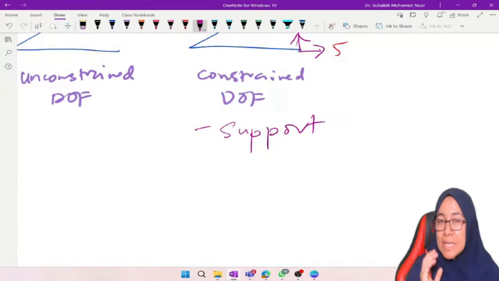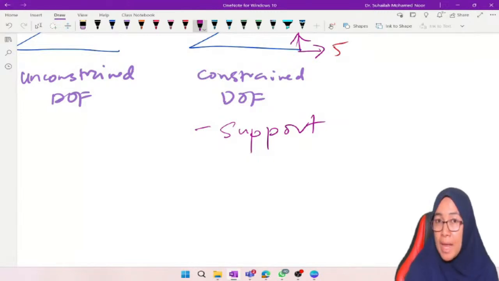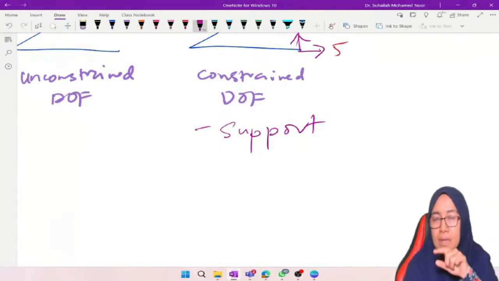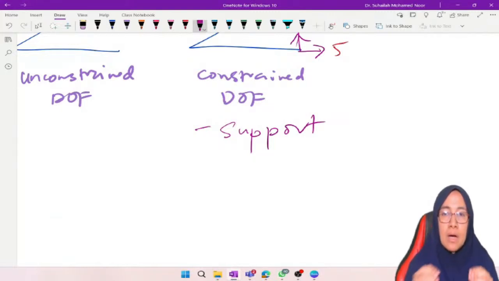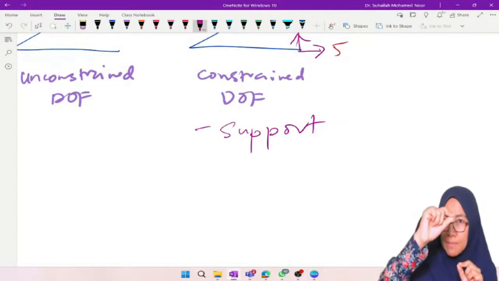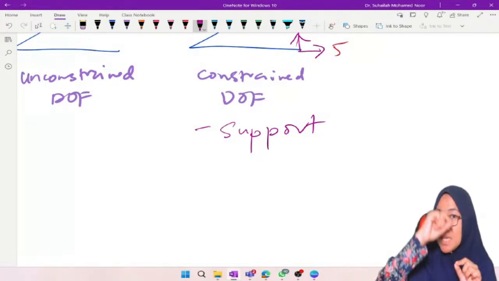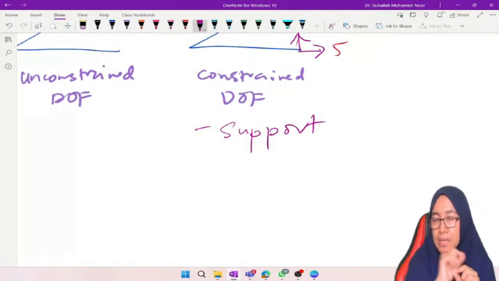There is no moment in TRUSS. That is why for the sign convention we only have X and Y. We don't have X, Y, and Z. Z refers to moment, Z refers to rotation. We don't have moment or rotation in TRUSS. A TRUSS node has horizontal displacement and vertical displacement, but there is no rotation. That is why we only need to count 2 degrees of freedom.